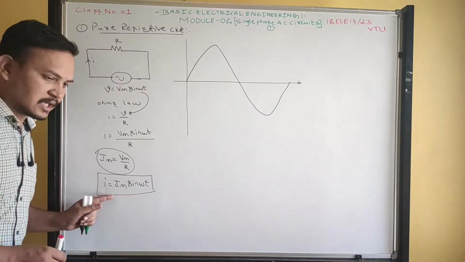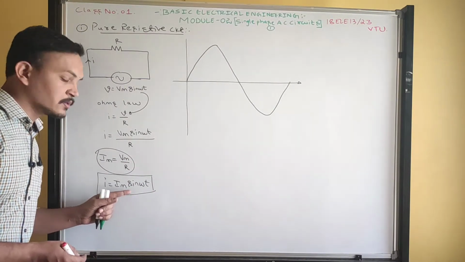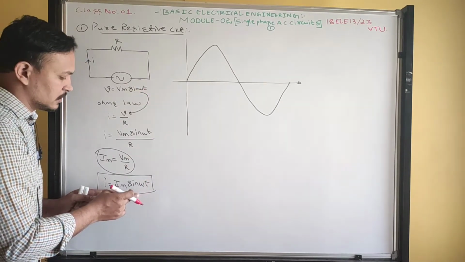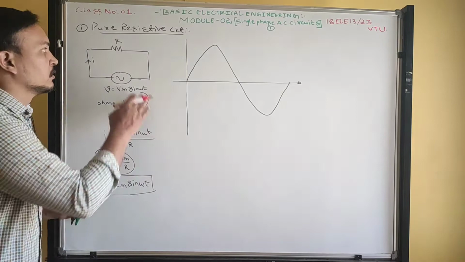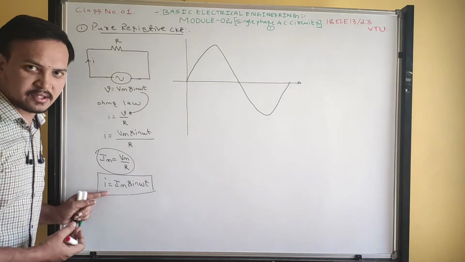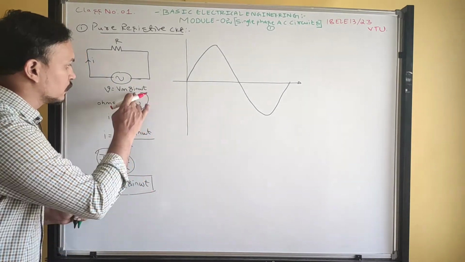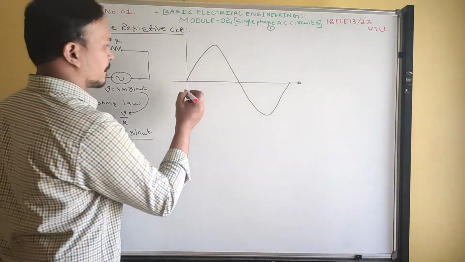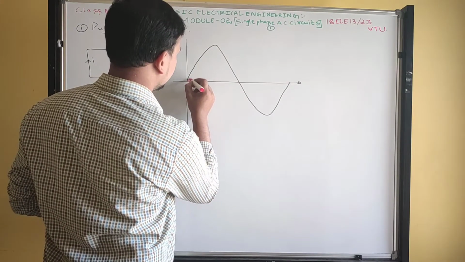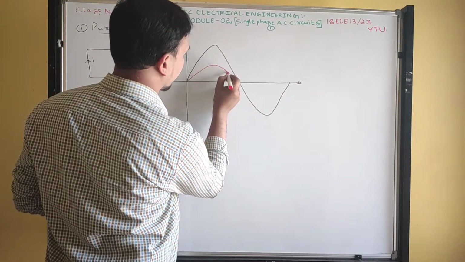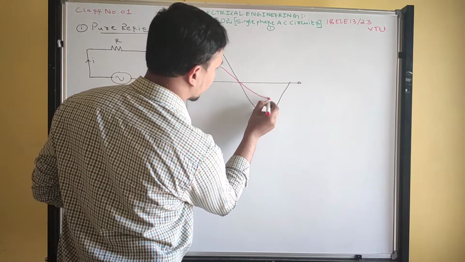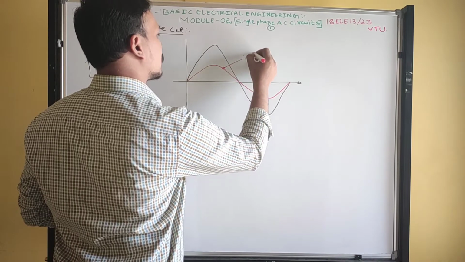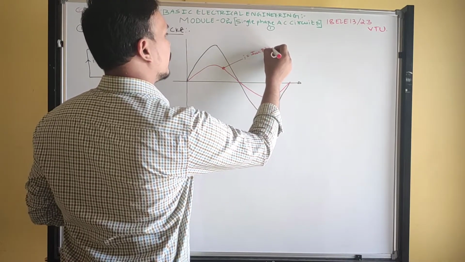Then what is the current flowing through the circuit? The current is also the same, Im sin omega t. See, there is no phase angle between voltage and current, which means it is a zero phase circuit. A pure resistive circuit has zero phase difference. With respect to voltage, the current also follows the voltage. So we can write the current waveform like this. This red color I am writing is the current waveform, I is equal to Im sin omega t.